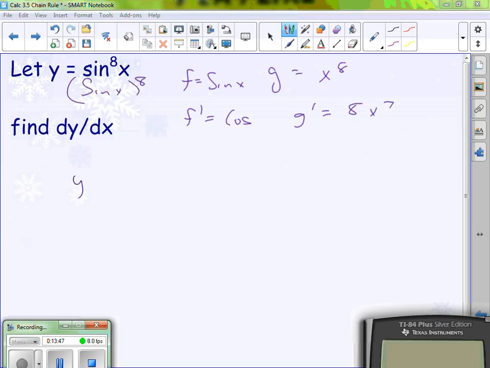So to find the derivative of y, 8 times the original function, so sine of x to the 7th, times by cosine of x. Oh my God, I'm right. You have g of f times by f prime.